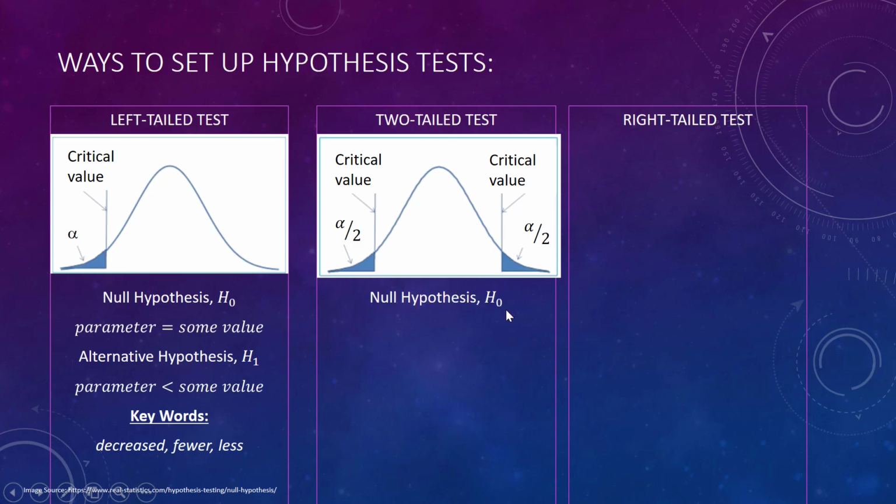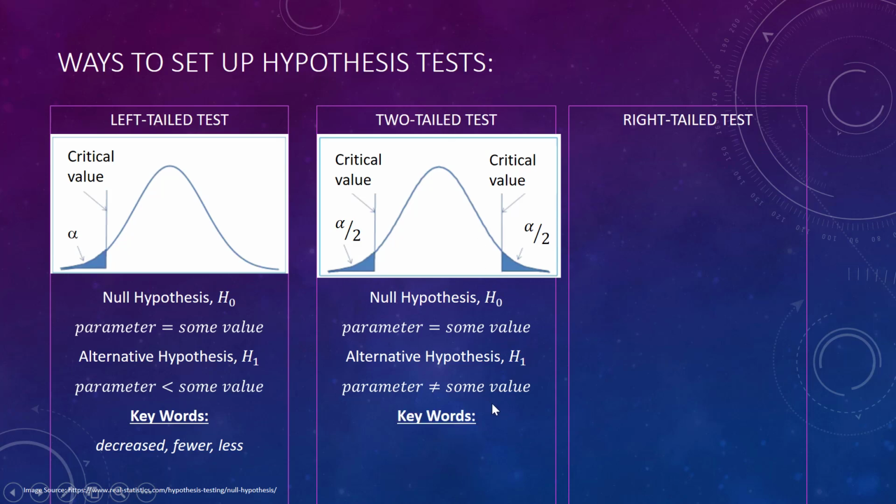Just as before, our null hypothesis is that our parameter is equal to some value. However, this time, our alternative hypothesis is that the parameter is not equal to some value. We use the not equal to symbol to indicate that we have to consider both possibilities: that a value has decreased, which would be a left-tail test, and that the value has increased, which would be a right-tail test. The key words to look for in a two-tailed test are changed or different.